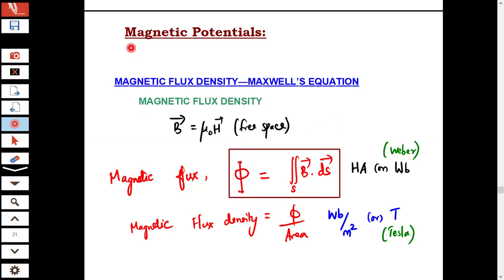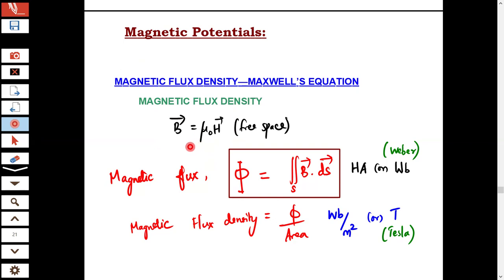Let us discuss magnetic potentials. Before starting with magnetic potentials, let us recall some properties of magnetic fields. Magnetic flux density is one property of magnetic fields, where magnetic flux density can be written in terms of magnetic field intensity with respect to permeability.